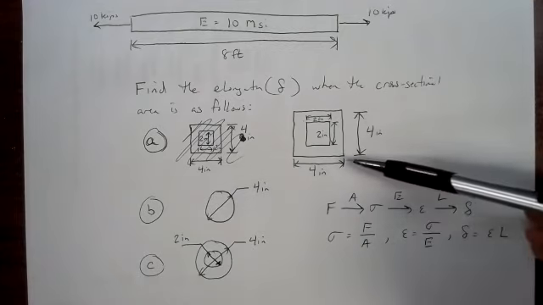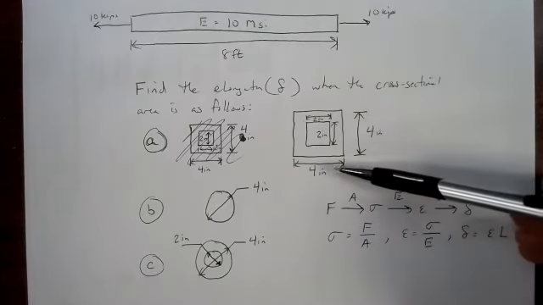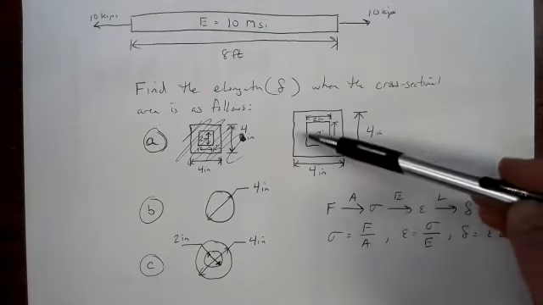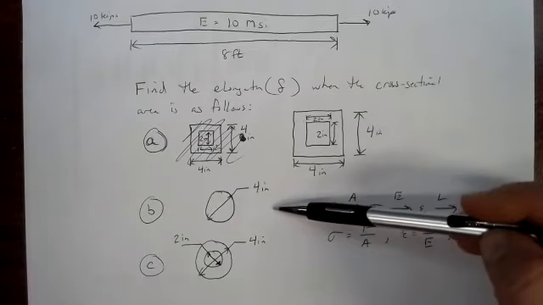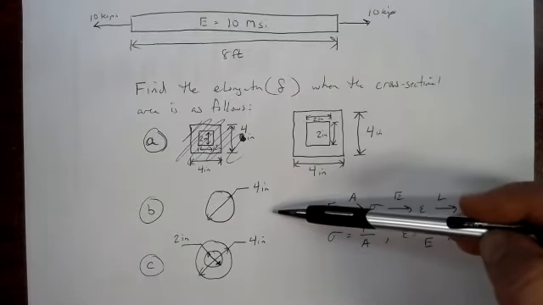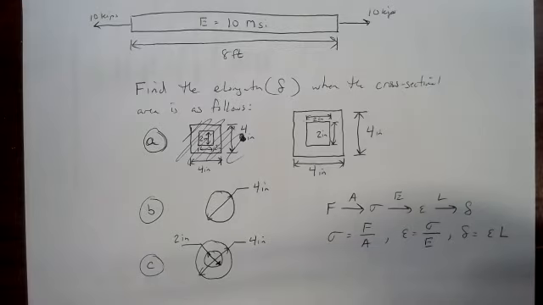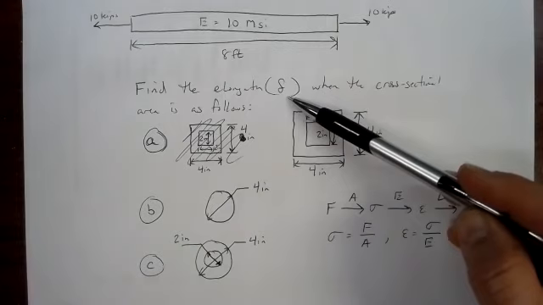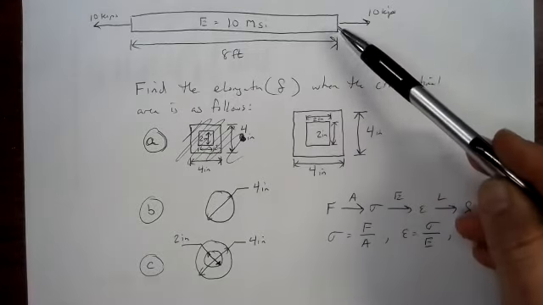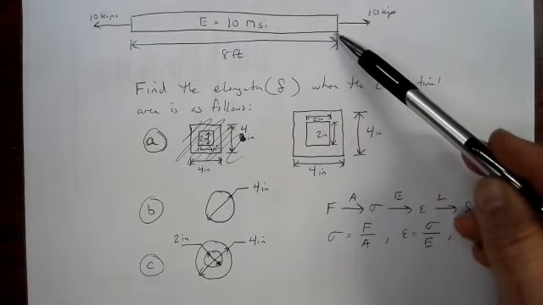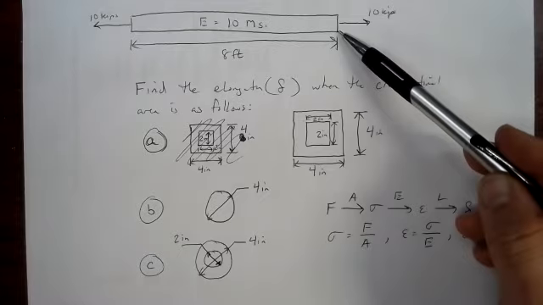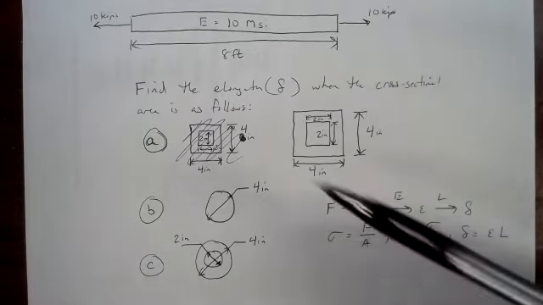In the first one here, we've got a 4-inch by 4-inch square beam, but it's got a hollow section taken out of it. In the second one, we've got a 4-inch diameter solid rod, solid circle. And then we've got a 4-inch diameter circle with a 2-inch diameter hole taken out of it. And the goal in each problem is to find the elongation, to find out how many inches or fractions of an inch this beam stretches out by when it's loaded in this way.